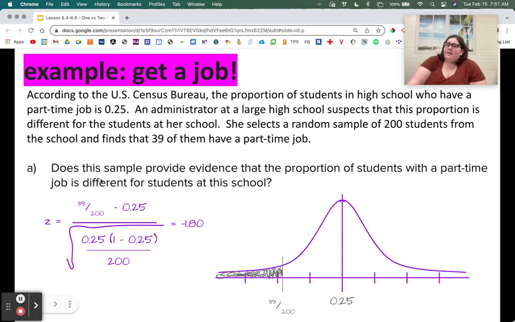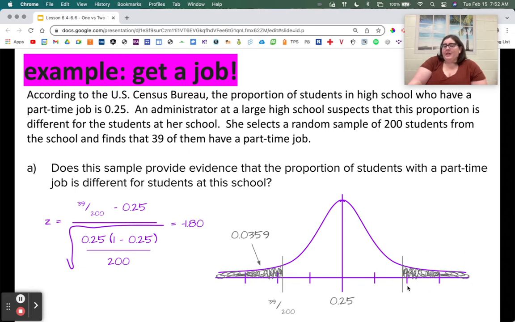But because my hypothesis is not equal to, what I do is I go the same distance on the other side of the mean, and I shade to the right. So the area less than this one over here is 0.0359. I just got that from the z-table.